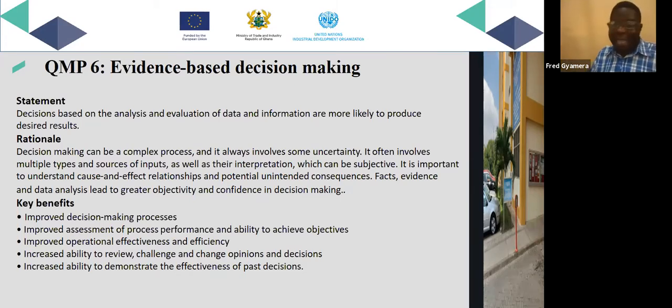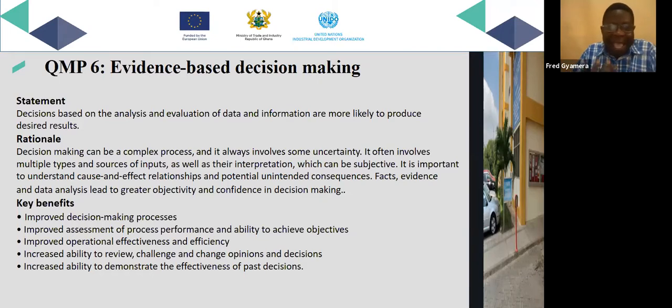The facts, the evidence, and the data analysis will lead to greater objectivity and confidence in the decision that you've taken. What are the benefits? Improved decision-making process. That is why it is tedious, it's challenging, but it's doable. Assessment of process performance and ability to achieve objectives. Look, sometimes when you see the objectives drawn up, they don't relate to the reality. So please, it's just a wish list. You can never achieve those objectives.